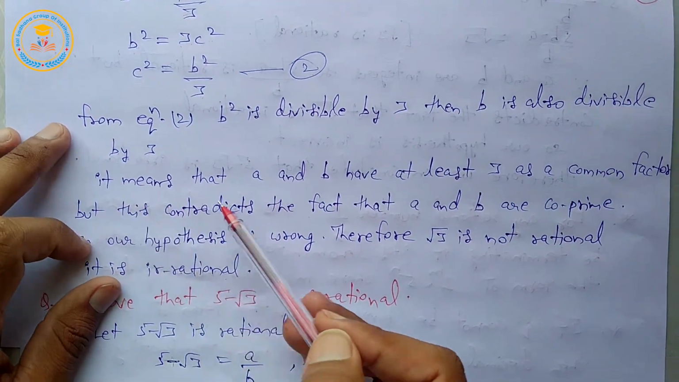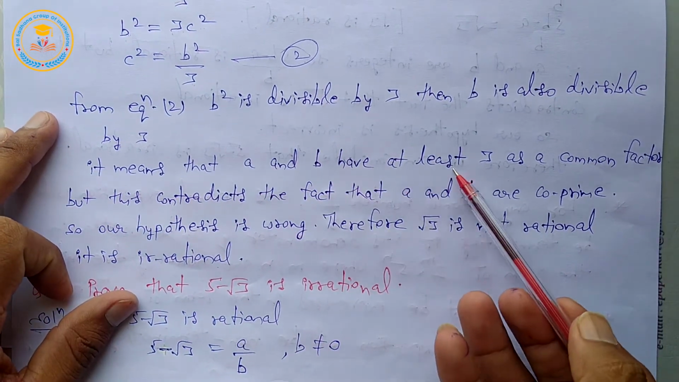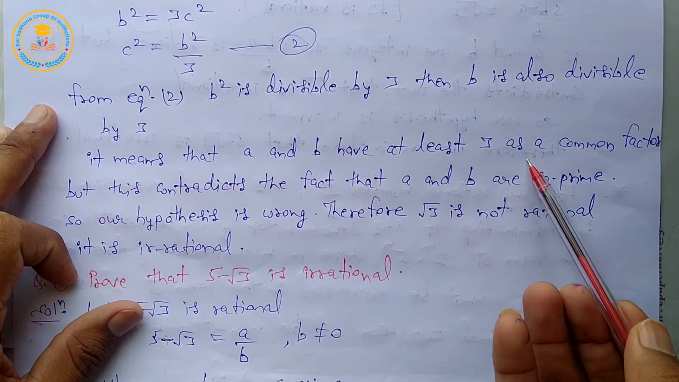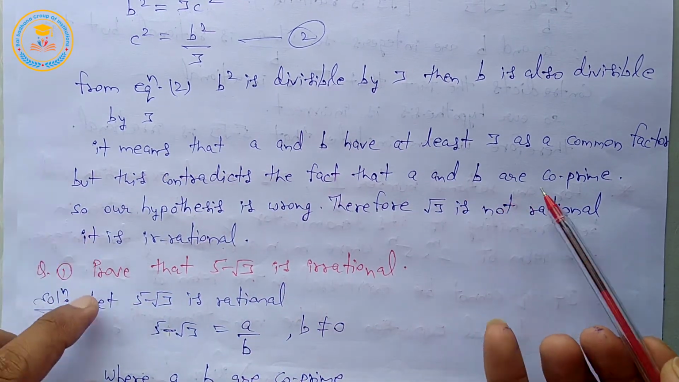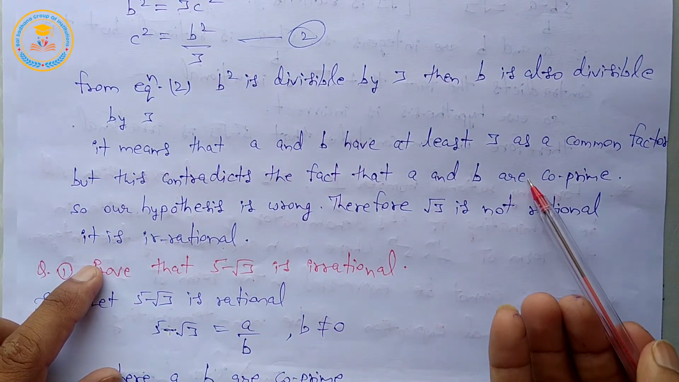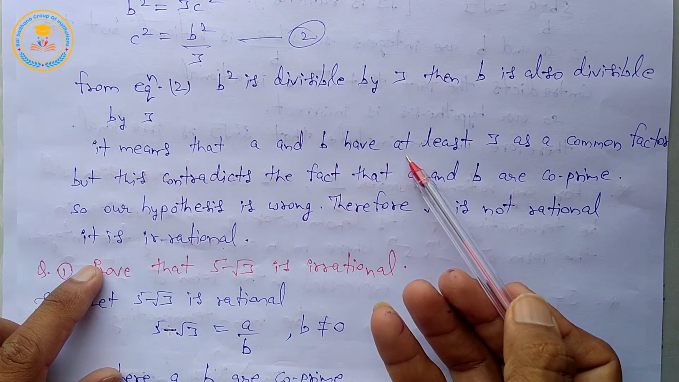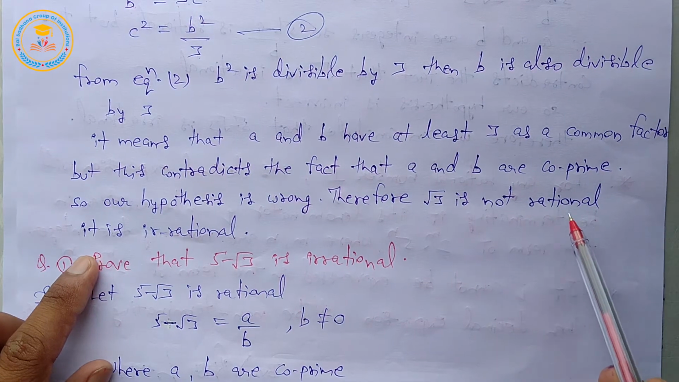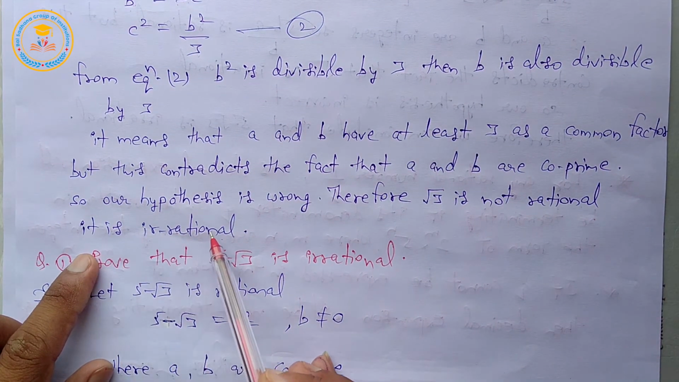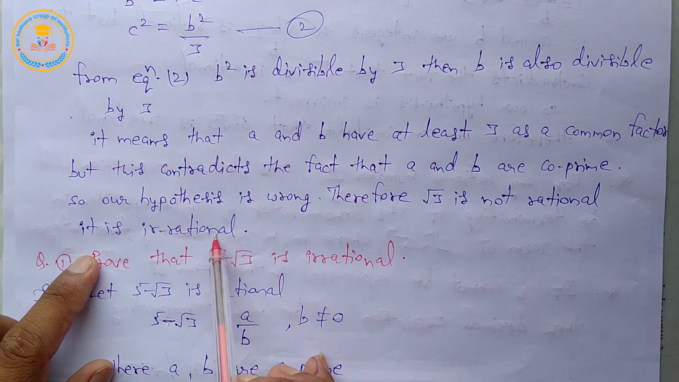Then it means that a and b have at least 3 as a common factor, but this contradicts the fact that a and b are co-prime, meaning no common factor, but here the common factor is 3. So our hypothesis is wrong. Therefore root 3 is irrational, not rational.